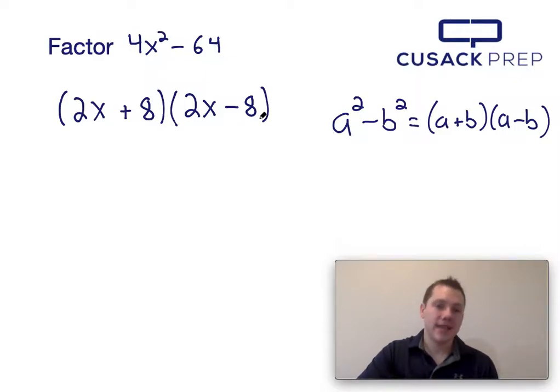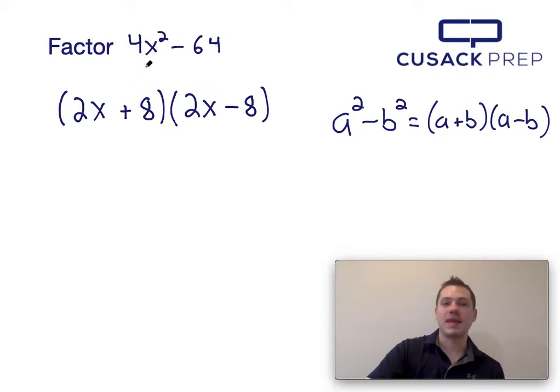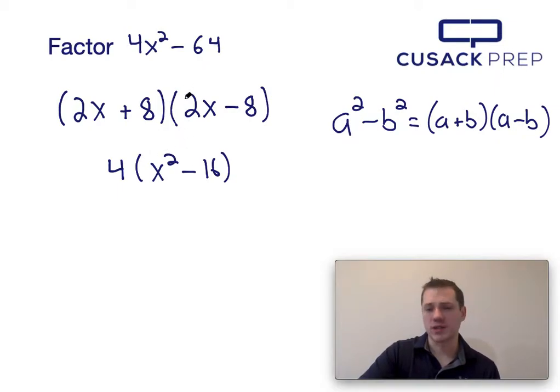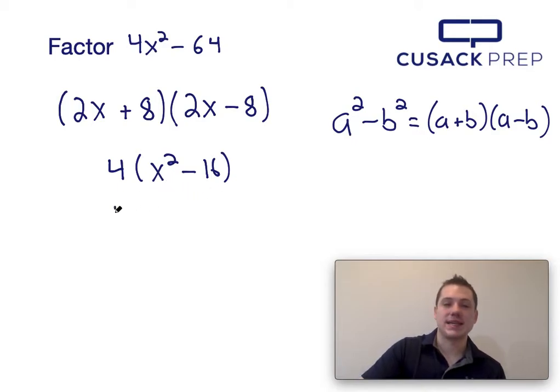Now, we can take a factor out of each of these terms because 2 is the greatest common factor for both, but what would have been a little bit easier is if at the beginning we first factored out a 4 from 4x squared minus 64. And when I do that, if I take 4 out of 4x squared and I take 4 out of 64, remember we're dividing it out, I end up with 4 times x squared minus 16.